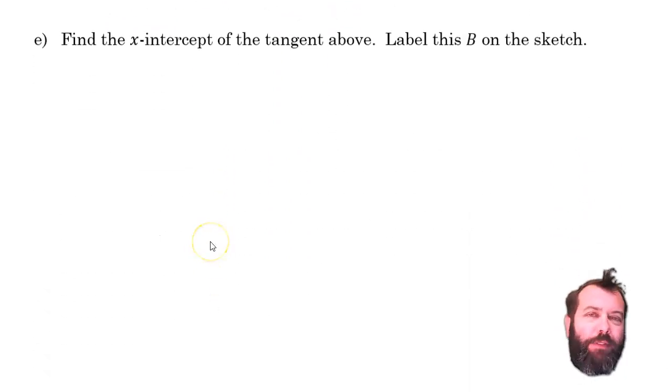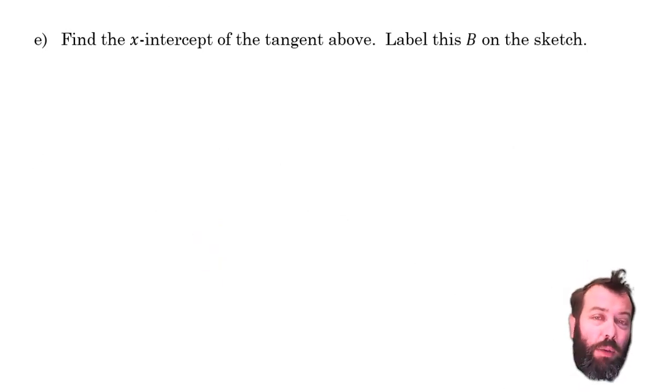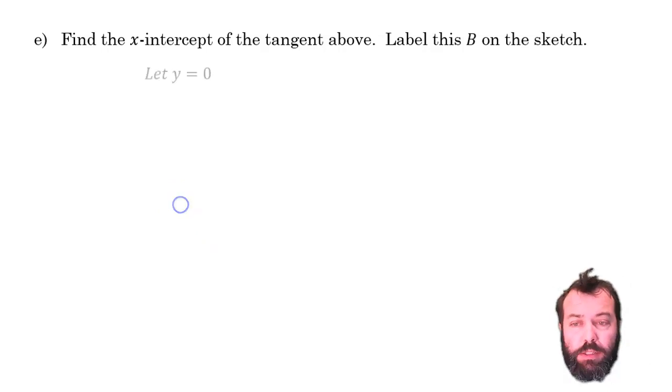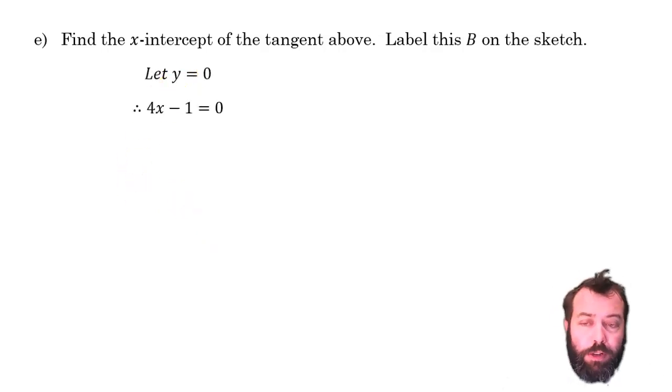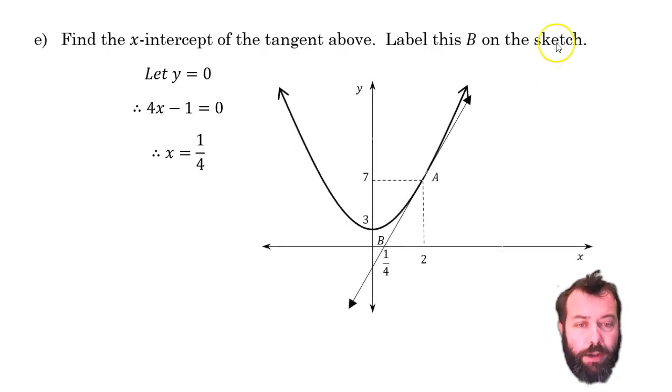Find the x-intercept of that tangent. To find the x-intercept of any function, you let y equal 0. So if y equals 0, 4x minus 1 equals 0, which means that x equals 1/4. I'm going to sketch that tangent on my graph now. So here's my tangent, and you see it just grazes the curve here at the point I labelled A.